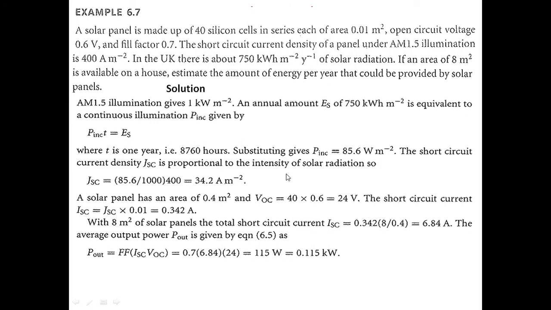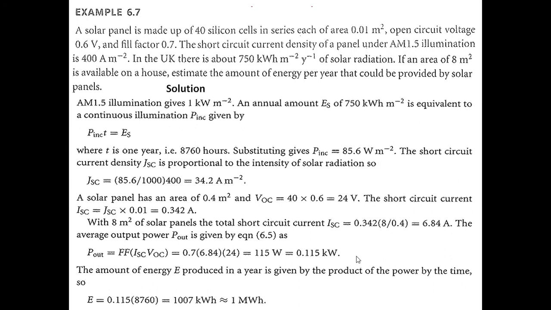Now what has been asked is the amount of energy per year. So I have to just multiply this by the hours in a year. In 1 year there are about 8760 hours, so I multiply this with the power that I am generating. So I will be able to generate about 1007 kilowatt hours in 1 year. This is the energy. Kilowatt hour is an energy unit.